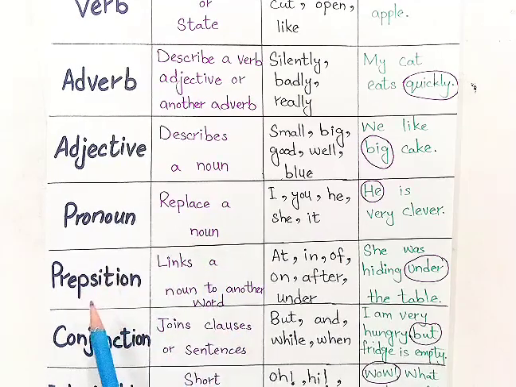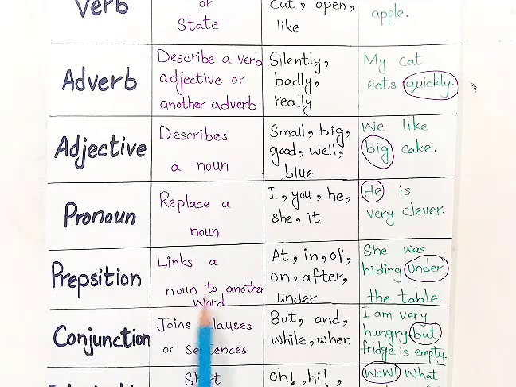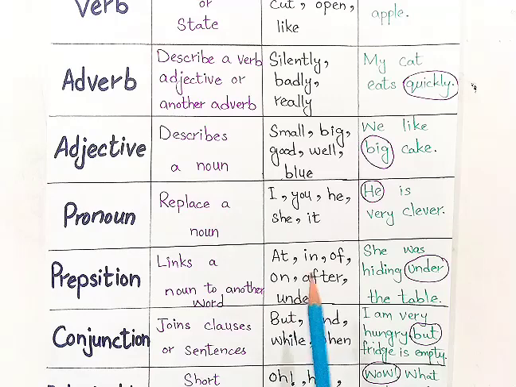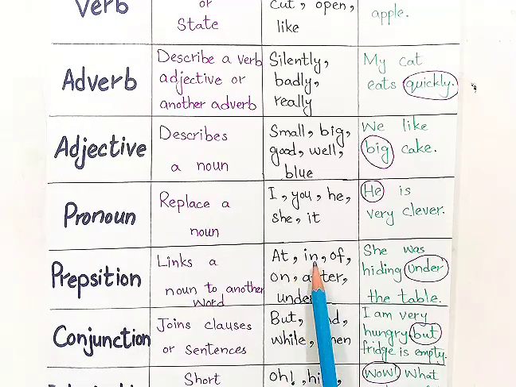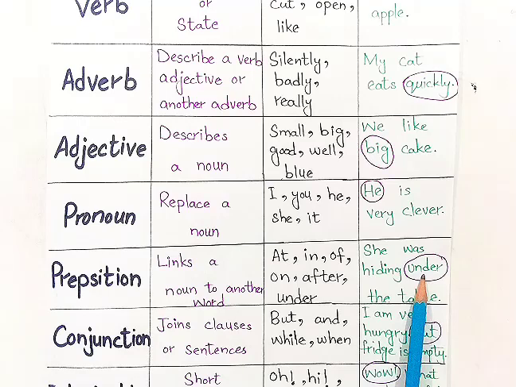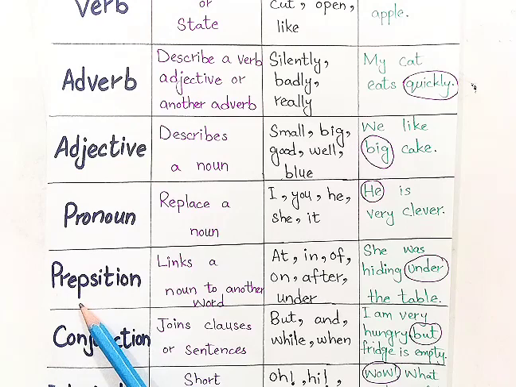Next, preposition. Preposition links a noun to another word. Examples: at, in, of, on, after, under. Sentence we have: she was hiding under the table. Under is an example of preposition.